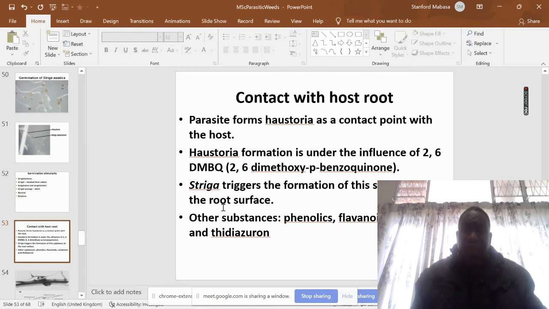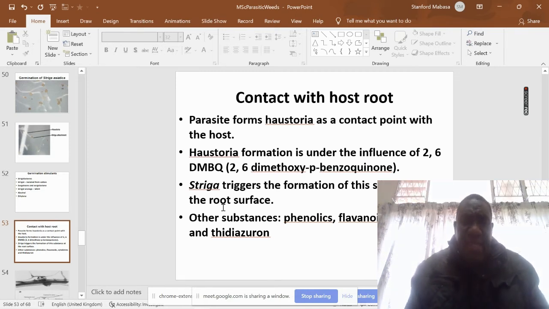We said the parasite forms haustoria as a contact point with the host. And for such a process to take place, we need a haustoria initiation factor. For example, 2,6-DMBQ or 2,6-dimethoxy-benzoquinone. Now, striga triggers the formation of this substance at the root surface. At the point of contact, you get this substance. Others, which are haustoria initiation factors, you can have the role played by phenolics, flavonoids, cytokinins, and diuron. All these may facilitate the formation of the haustoria.